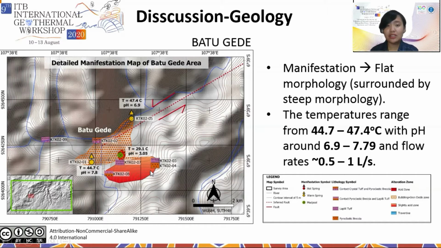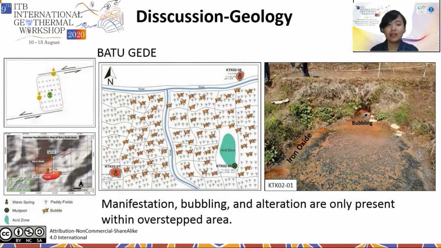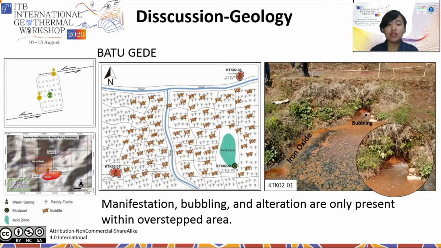However, there is anomalous manifestation that occurs on the surface in the form of mud pool and acid cold spring. Following is the distribution of alteration and bubble in the Batu Gede area, where the distribution is only centered on the stepping structure, as shown in the sketch.